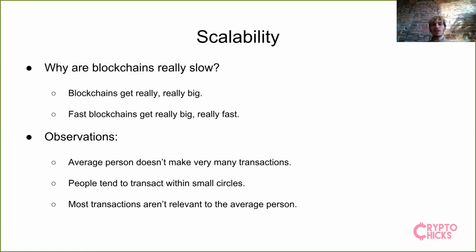Why are blockchains really slow? It's because they get really, really big, and the faster that you transact, so the more transactions that you put into your blockchain, the faster you get really big, right?